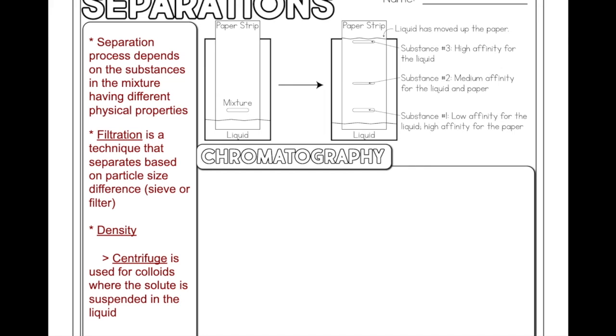Okay, density. We just took notes on density and we talked about how liquids that do not dissolve in each other and have different densities can create a density column. So that's one way for liquids to be separated. But if we have something like a colloid where the solute is suspended in the liquid, we can use a centrifuge. You saw the demonstration of the centrifuge working. If we had milk in a centrifuge and spun it, it would separate out into the skim and the fatty particles.